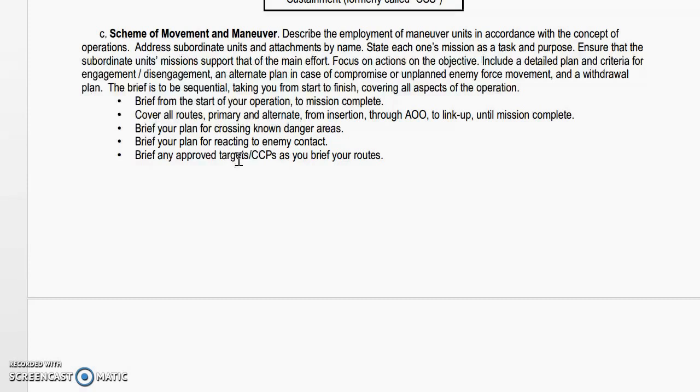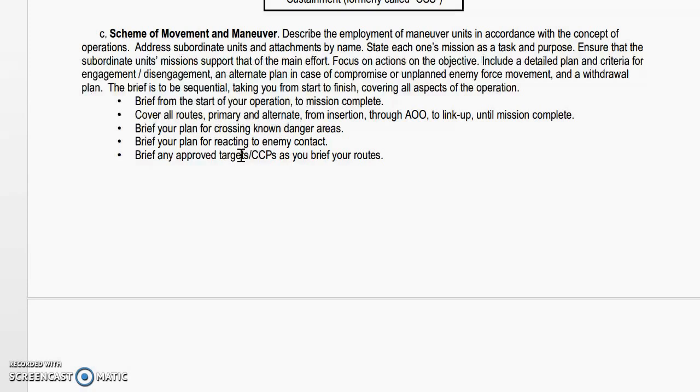If there are any routes you want to describe the direction, distance, order of march, the formation, and the movement techniques that you're going to use. For your actions at the halt, you want to describe actions at the halt, actions during danger areas, and actions at rally points, and your actions on contact.